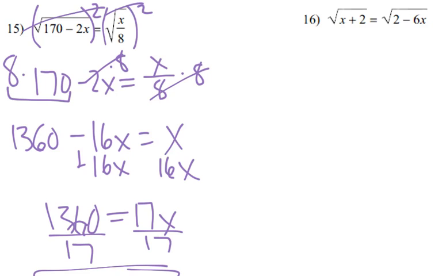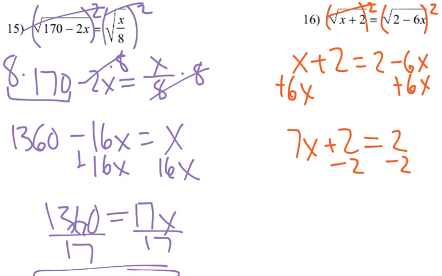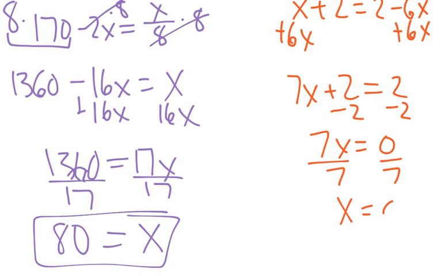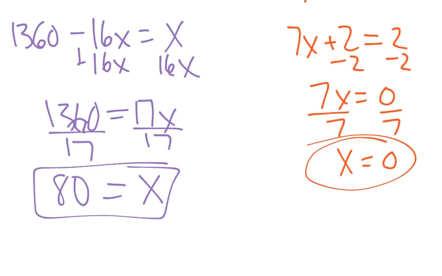Okay, so next one, the radicals are already by themselves, so we square both. So we get x plus 2 equals 2 minus 6x. So add 6x. We get 7x plus 2 equals 2. Subtract 2. Get 7x equals 0. Divide by 7. 0 divided by 7 is 0. So x equals 0. If we put 0 in there, we'd have a square root of 2. Put 0 in here, we'd have a square root of 2. So they're equal. So there's our answer.